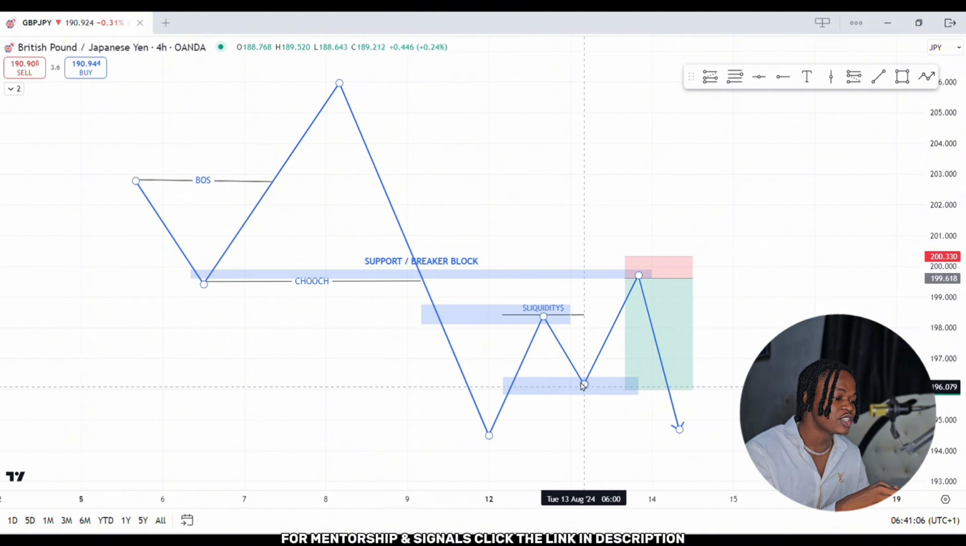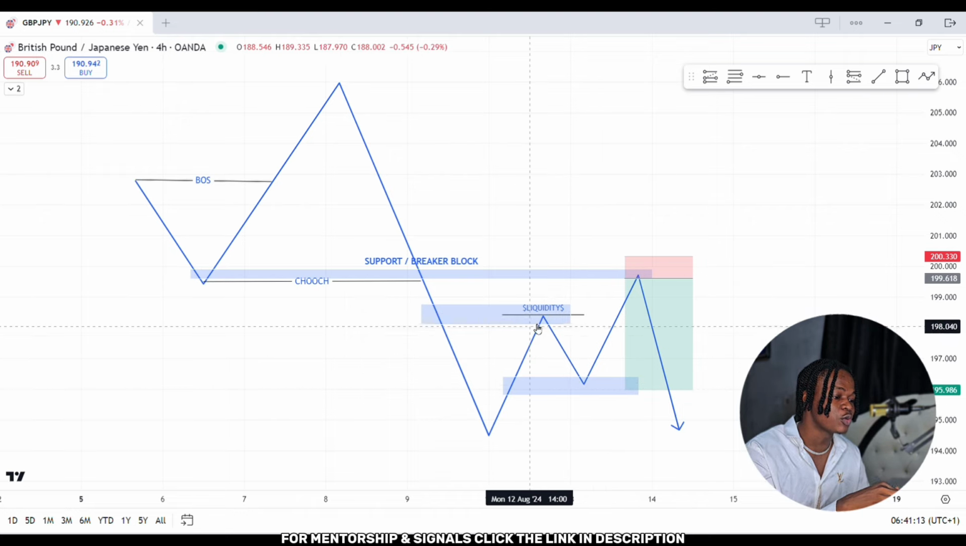When price is creating this inducement, a lot of traders are going to be swept as price goes to the downside. Then when price starts coming to our point of interest, a lot of traders' stop losses are going to be hit right there. So that's why price is always doing this pattern, and that's why I always love this pattern.